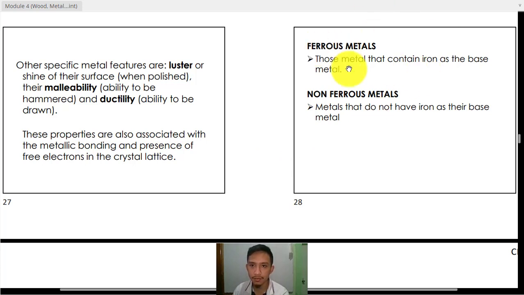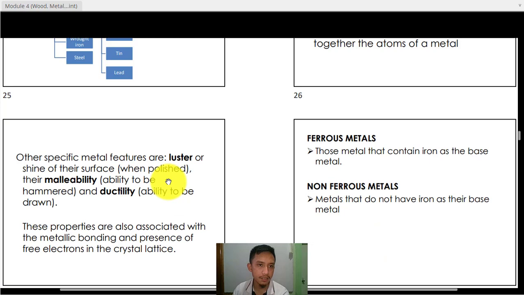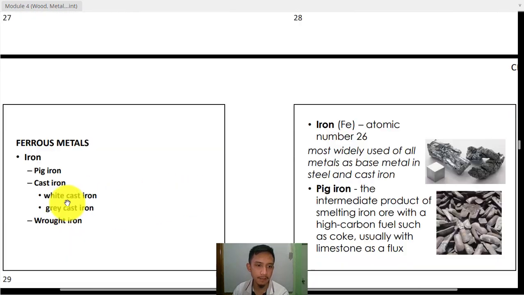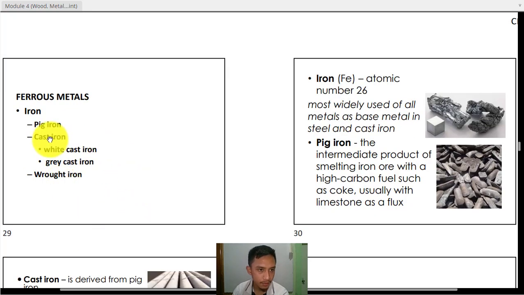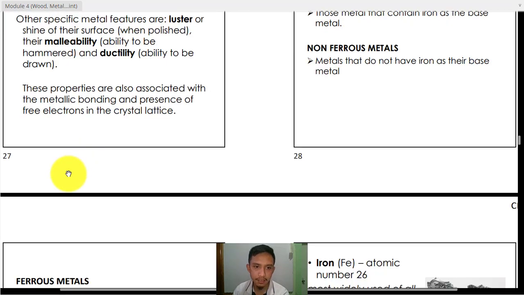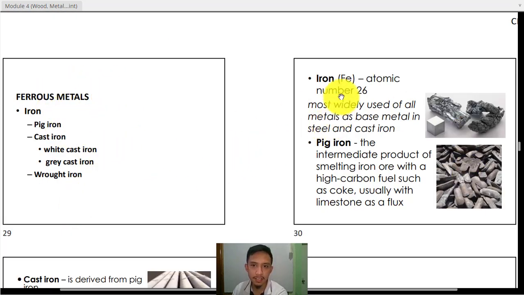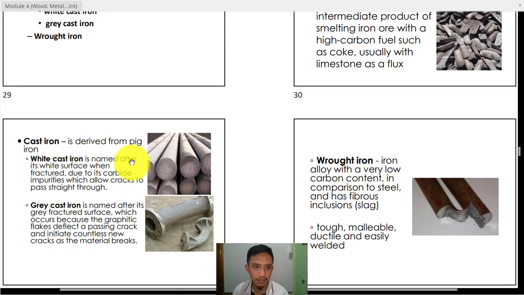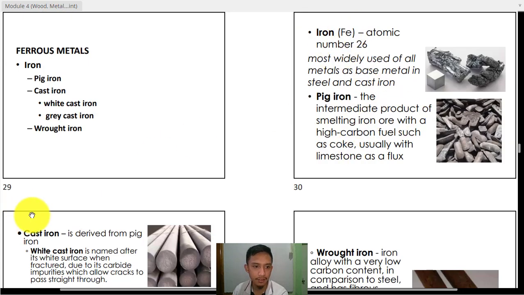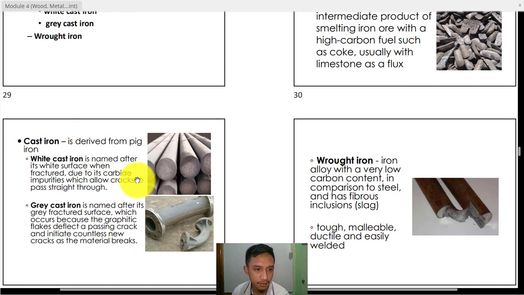Ferrous metals contain iron, a base metal, and non-ferrous metals do not contain iron. So again, this is another breakdown of the types of these metals. You can see here your ferrous metals, and this is now the definition. So iron, pig iron, you can read about the difference of this type of iron. Then cast iron, casted iron, and we have here the types: the gray cast iron and the white cast iron. You can read about that.